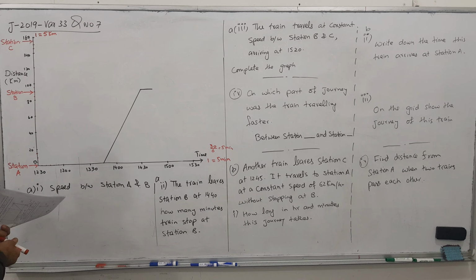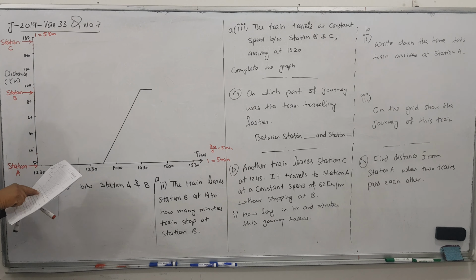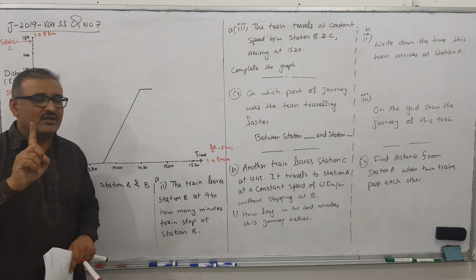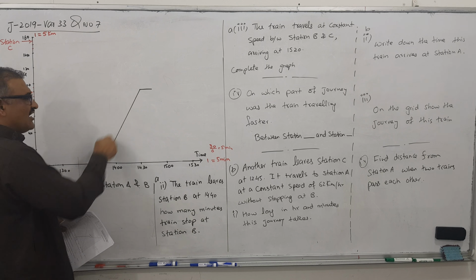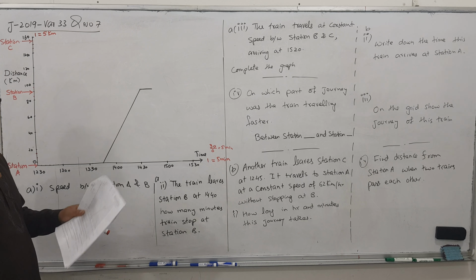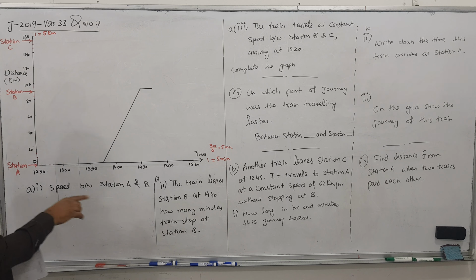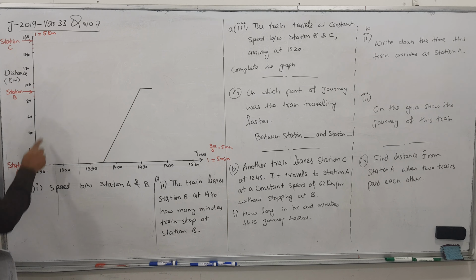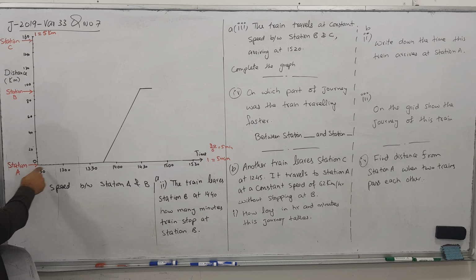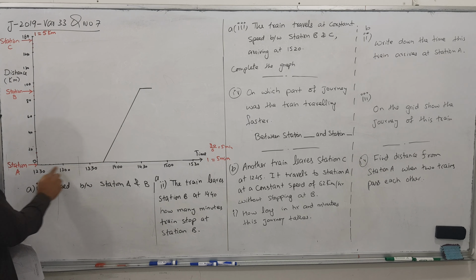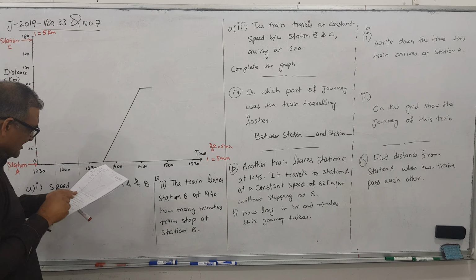One more thing I tell you, in the middle of the question: calculate the speed in kilometers per hour. We have only one rule for a distance-time graph: the gradient of the line represents speed. So he is asking to find the speed between station A and B. We have station A here, station B here, and station C here. The train leaves station A, and the time is not 12:30, the time is here, in the middle.